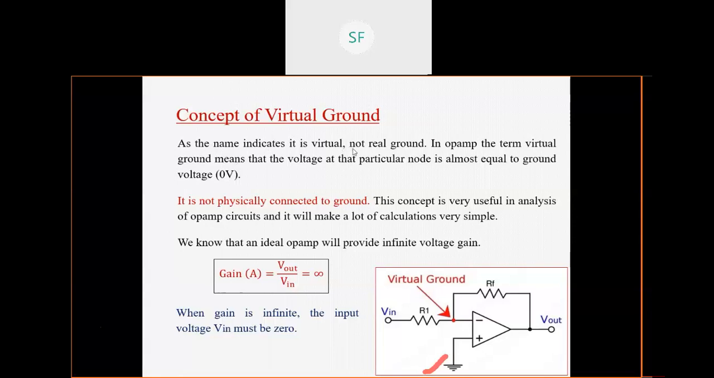Okay, so as the name indicates, it is virtual, not real ground. In op-amp, the term virtual ground means that the voltage at a particular node is almost equal to the ground voltage. Means when any of your nodes becomes approximately equal to 0, then you will name it as virtual ground. Actually it will not be ground, but since at that point the voltage will be equal to 0, we will call it a virtual ground. It will be acting as a virtual ground. So it is not physically connected to ground. Again, I am telling you, it is not physically connected to ground.